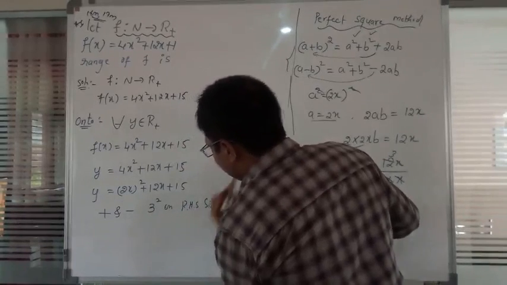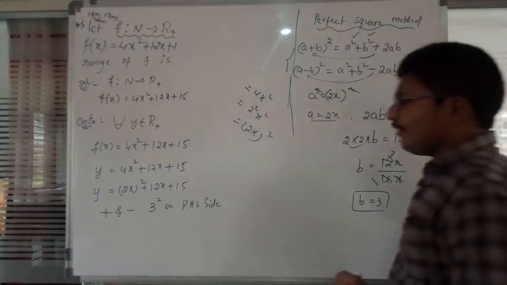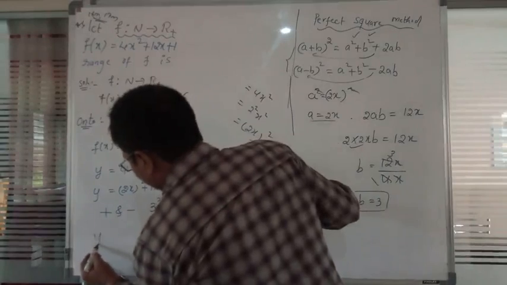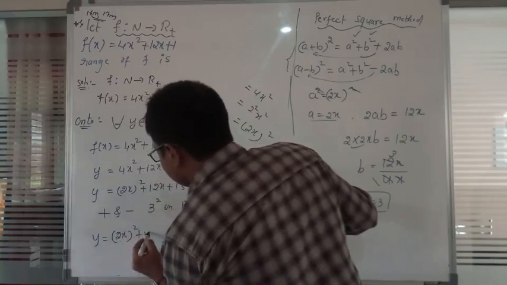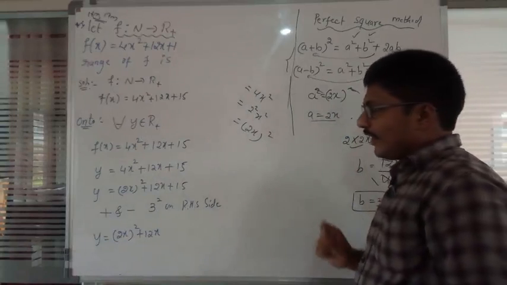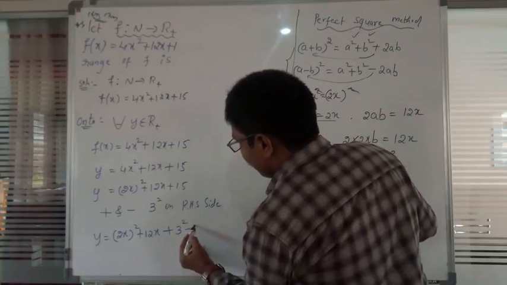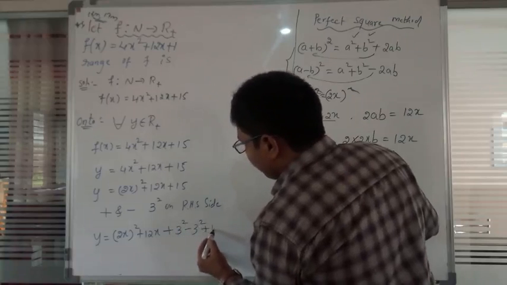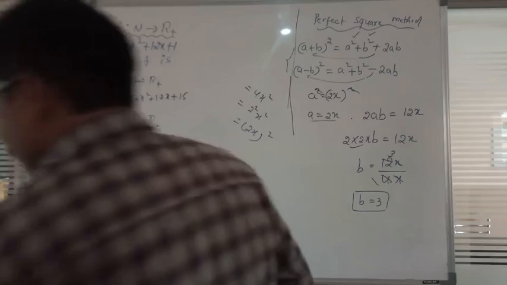On the RHS side, add once and subtract once. y is equal to (2x) whole square plus 12x, add once and subtract once, see what happens: plus 3 square minus 3 square plus 15. Okay, plus 15.